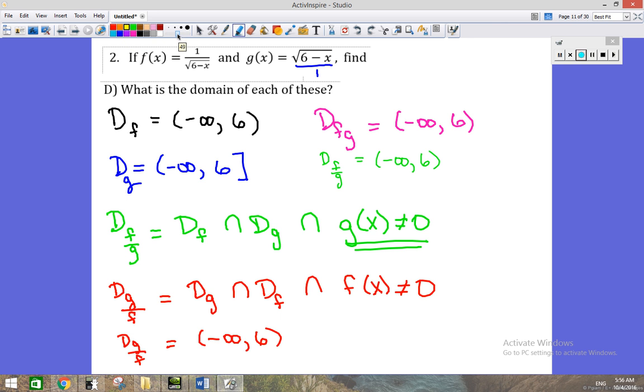So they asked us in part B to find the domain for part A, which was the product, the new function that was built from taking f times g, find the domain for the division f divided by g, and find the domain for g divided by f. Now it's possible that we may see problems where each one of these is a different domain, but for this problem they happen to all be the same. Hope that helps.